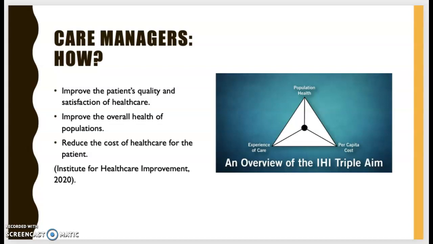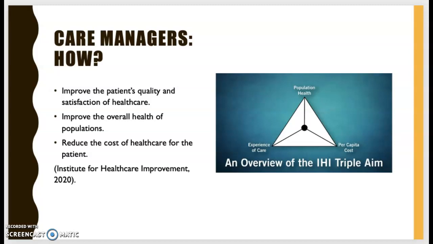Healthcare in the U.S. is the most costly in the entire world, according to the Institute of Healthcare Improvement. For this reason, the role of care manager has been created to help improve the healthcare system in three vital aspects: patient satisfaction, overall population health, and reducing the cost for the patient.